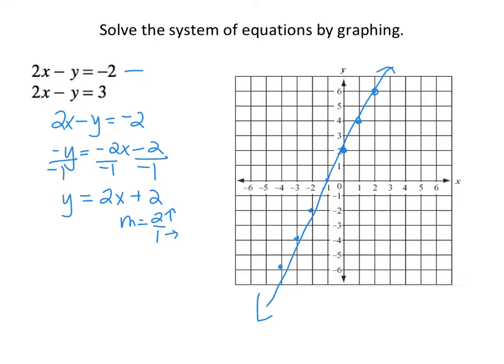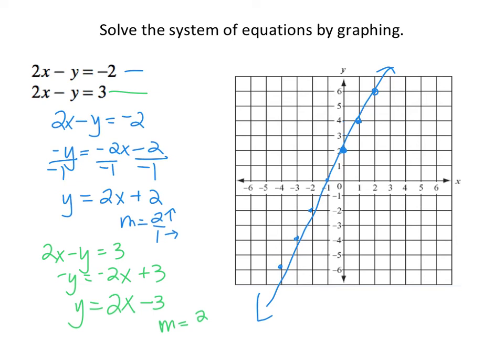Okay, graphing this next one again with green. 2x minus y is equal to 3. Subtract 2x from both sides. I have negative y is equal to negative 2x plus 3. Dividing everything by negative 1, I'll be left with y equals 2x minus 3.